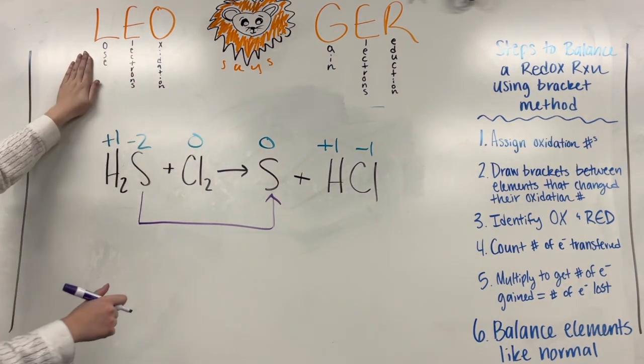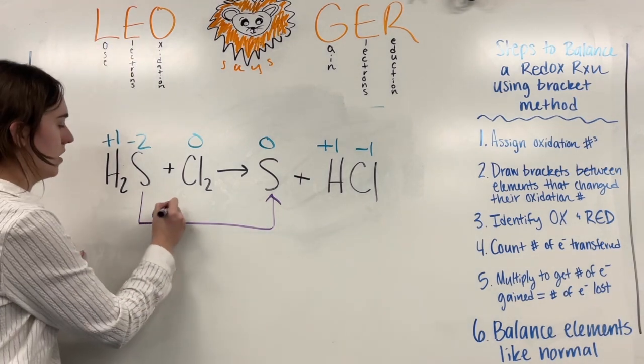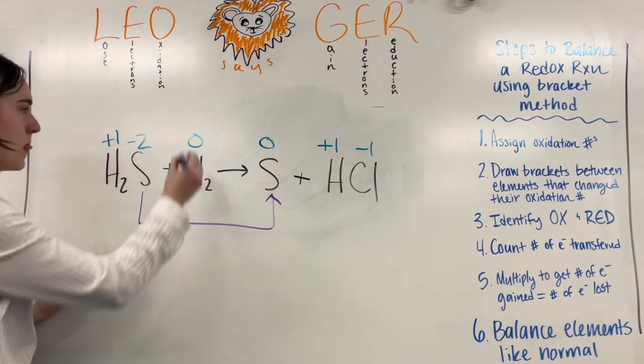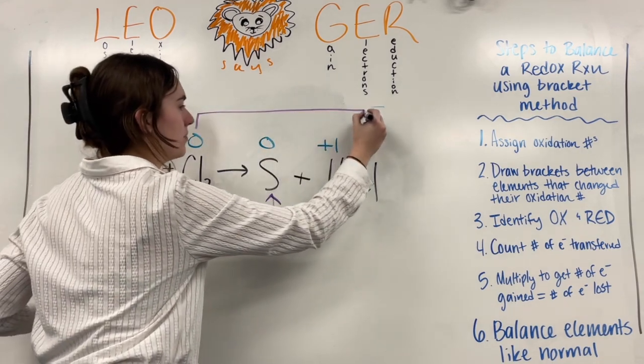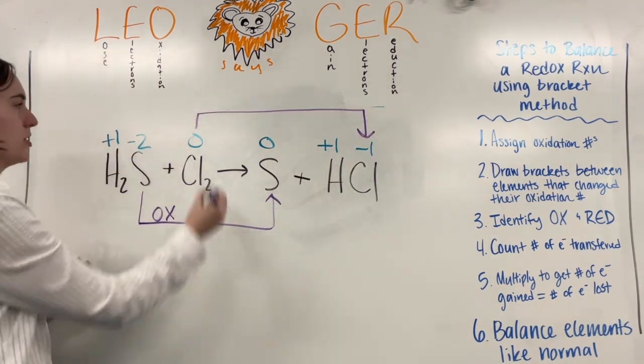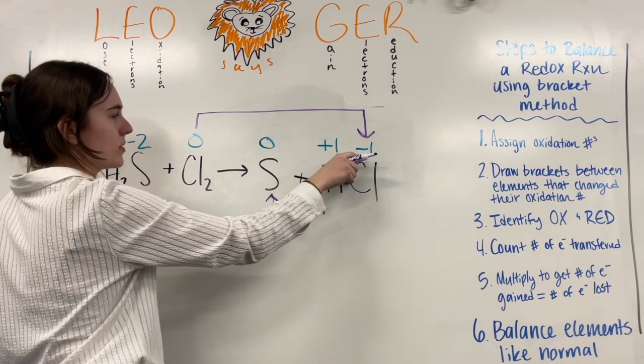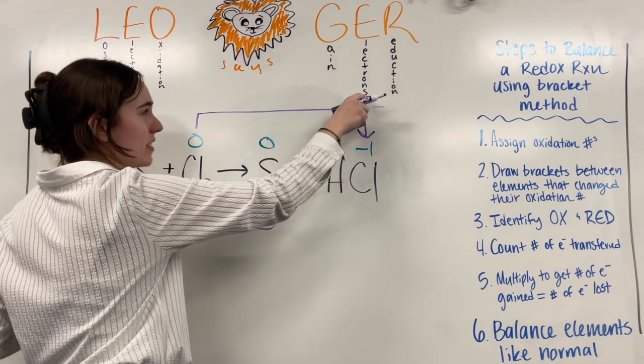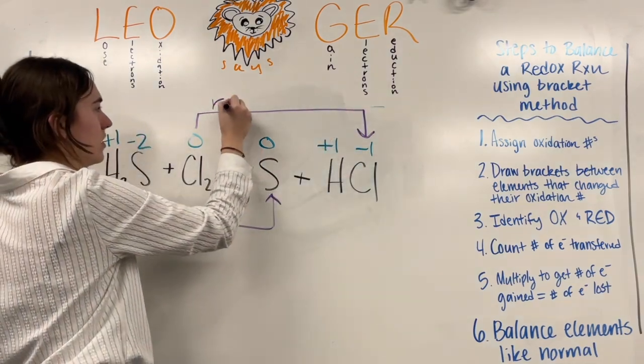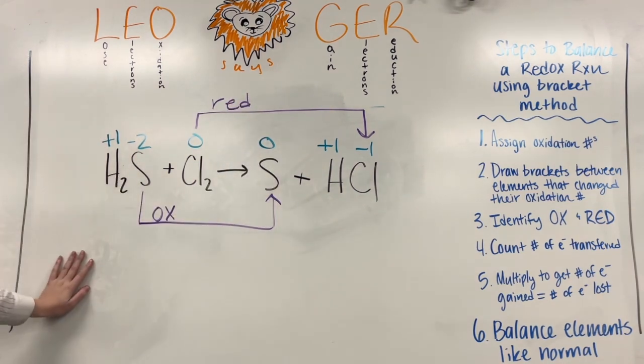It lost the electrons, that's oxidation. So I'm going to write OX for oxidation. Chlorine, then, was the thing that must have been reduced. Let's double check. It went from 0 to -1, so it did get more negative. It gained negative electrons, so that's reduction. I'm going to write reduction, red for short.